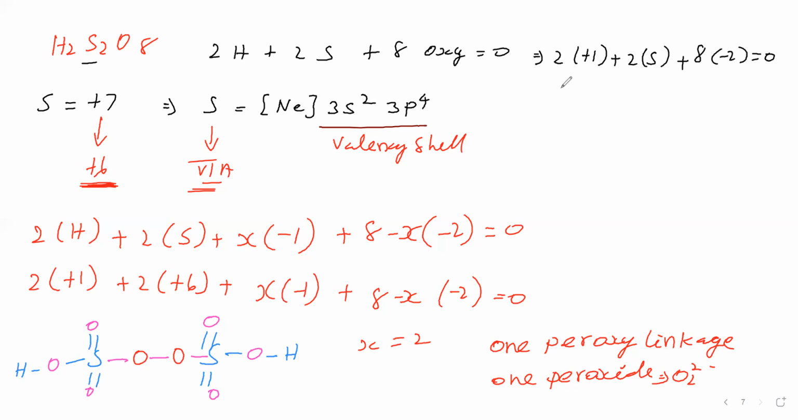Now if we see here, which one is the peroxy linkage? This is the peroxy linkage. In this one, oxygen is carrying -1 and -1. This acid name is Marshall's acid. So now we got Marshall's acid, with one peroxy linkage. That point we got it.